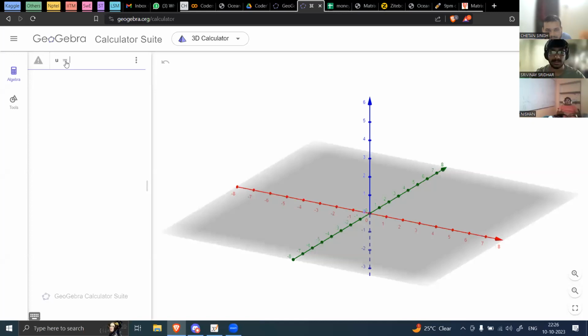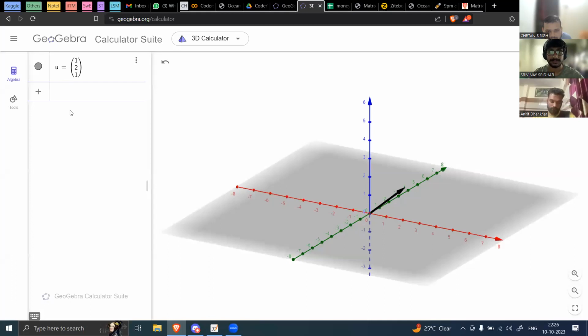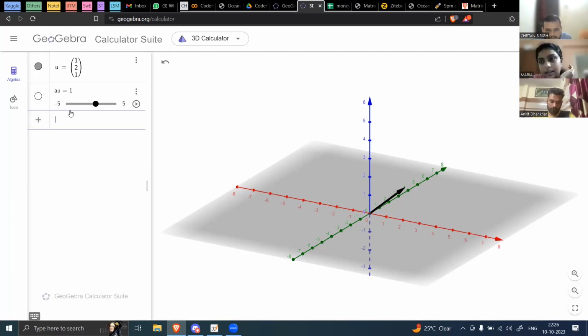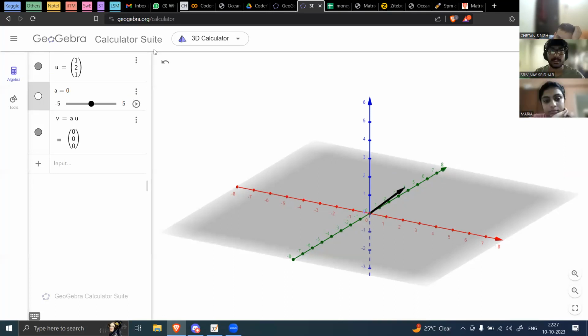So the vector is 1, 2, 1, is it? Right, 1, 2, 1. And we need alpha that belongs to R. Actually, 1, 2, 1 is a point, right? No, it's a vector. Okay, 1, 2, 1, but alpha belongs to the reals. So this is it, I guess. Srivani, I think we're done with this.